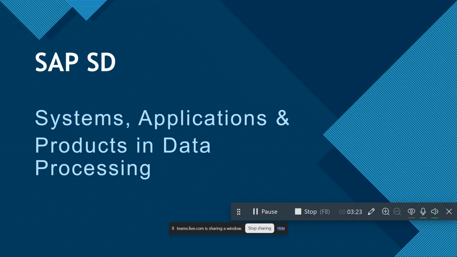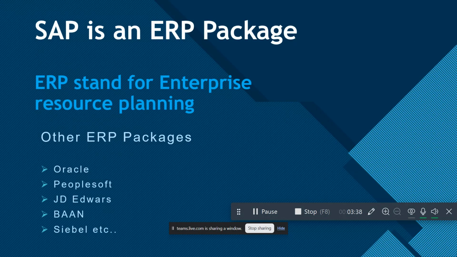Okay. So first I will explain about SAP. SAP is the ERP package. The full form is System Applications and Products in Data Processing. And SAP is an ERP package. So what does ERP package mean? It is enterprise resource planning. Okay, it is enterprise resource planning.